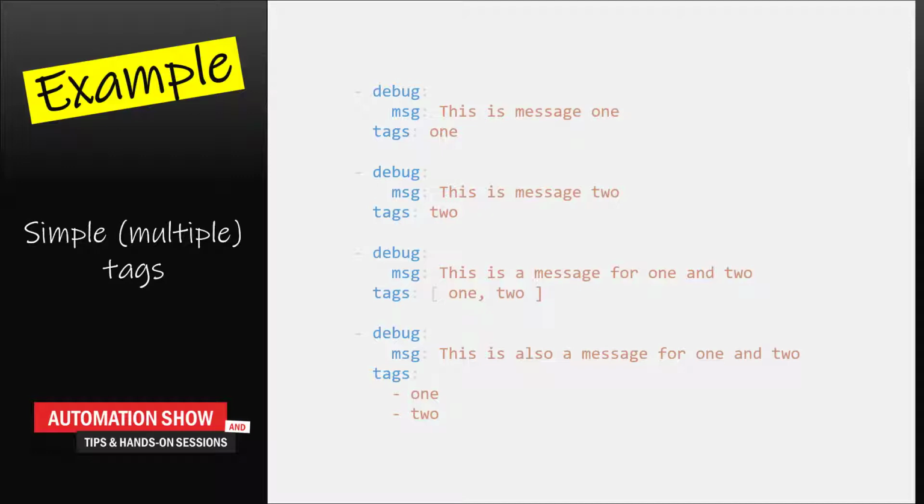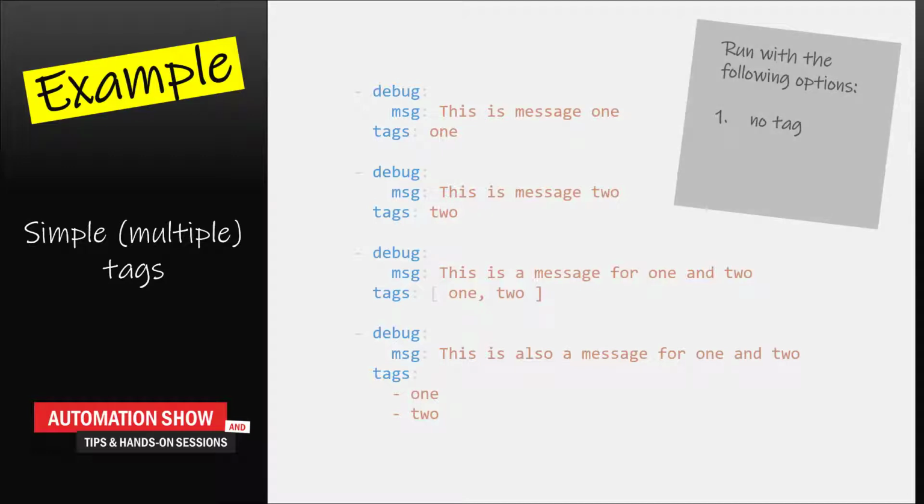What will happen if we now run our playbook with no tags? Let's have a look. No tags, 1 will run, 2 will run, 1 or 2 will run, and the last one will run as well. So that's easy, nothing happens, the whole playbook will run.